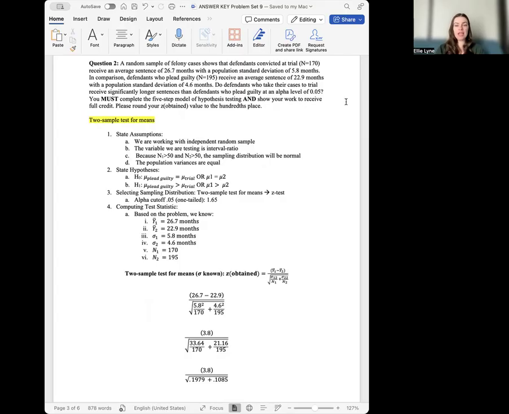Do defendants who take their cases to trial receive significantly longer sentences than defendants who plead guilty at an alpha level of 0.05? You must complete the 5-step model of hypothesis testing and show your work to receive full credit, and please round your z obtained value to the 100th place. So again, the first decision we need to make here, and what you would be doing in the context of problem set 10 for this week and for your final quiz, is determining what type of test you should be conducting. Obviously, for problem set 9, we know that it's a 2-sample test, but we still have to determine whether or not it's for means or for proportions.